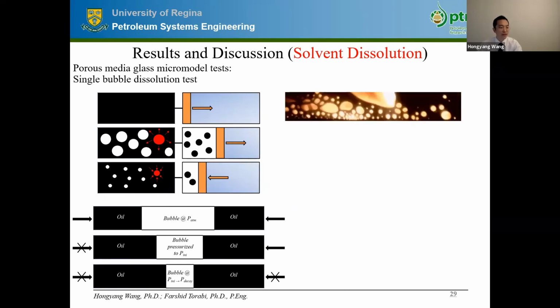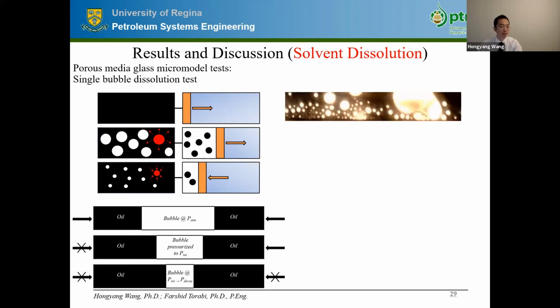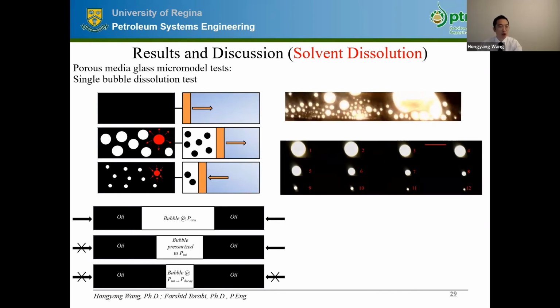Here is a GIF of how the foamy oil was created before the system was repressurized to high pressure to conduct the solvent dissolution tests. You can see that the bubbles were nucleated intensively from the nucleation site and form multiple smaller bubbles as a foamy texture. And by tracking one of the bubbles, we can see how it redissolves when the system is repressurized.